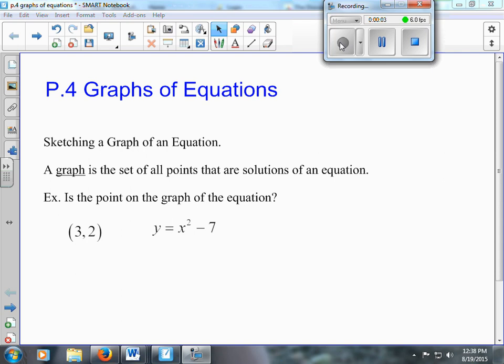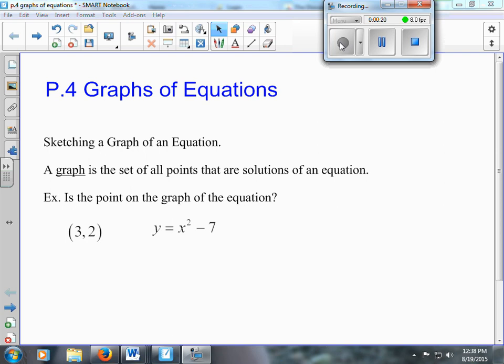Okay, welcome to Calculus and Pre-Cal 2. We're going to start with the section in the book called P.4, and it is graphs of equations. So we're going to start by sketching the graph of an equation.